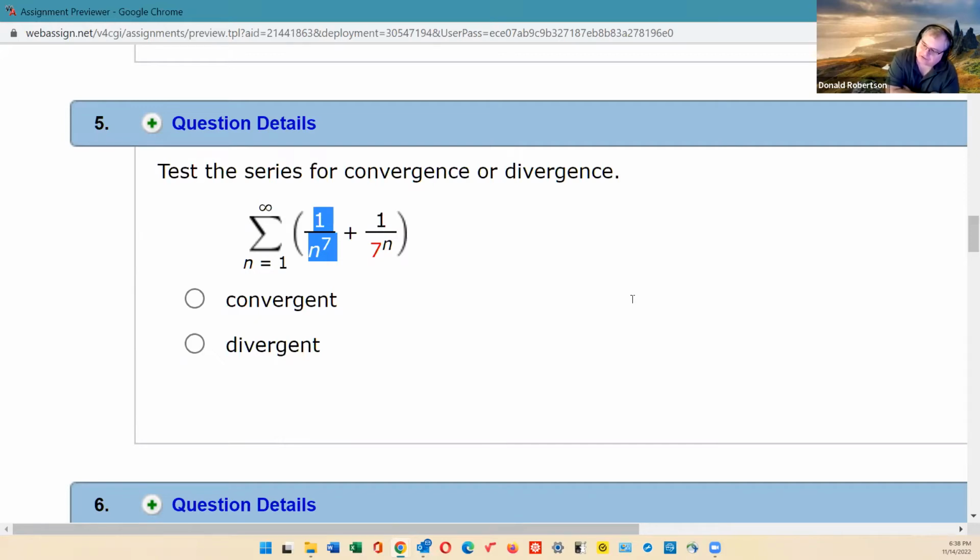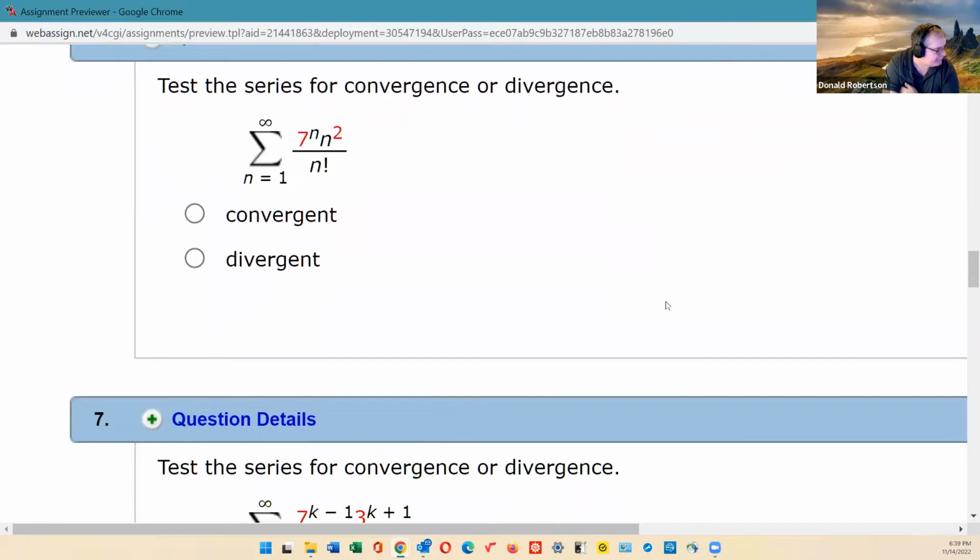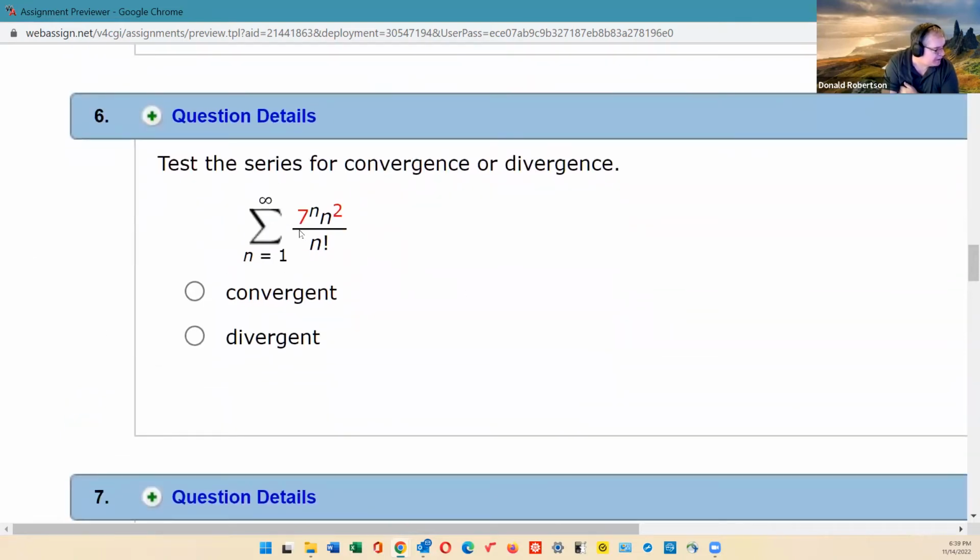One of the earlier tests. Do you see a P series? Right, P equals 7, it converges. On the other hand, 1 over 7 to the n, that's a geometric series. And the R value is 1/7, which also converges. This one should be a no-brainer because, well, when you've just done something, it sticks in your head.